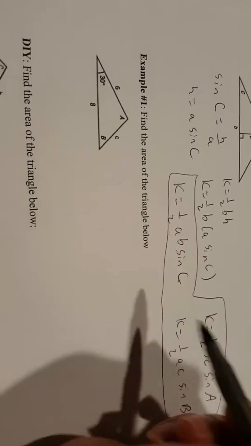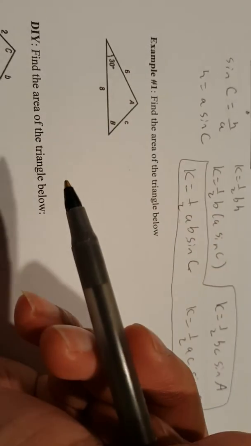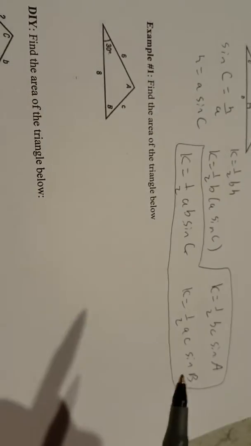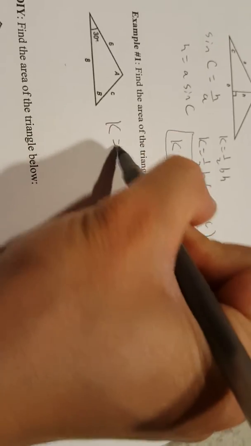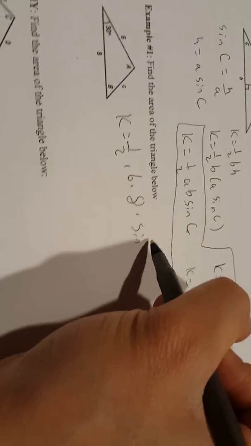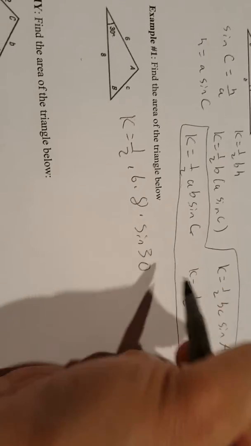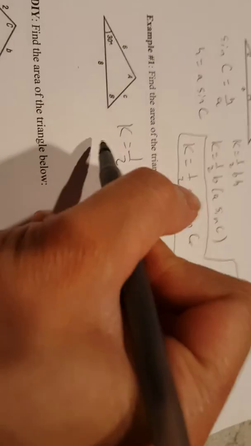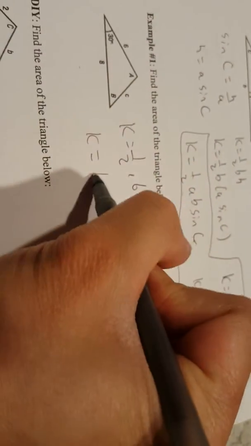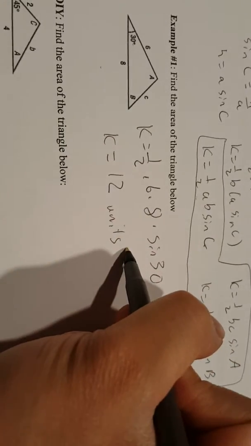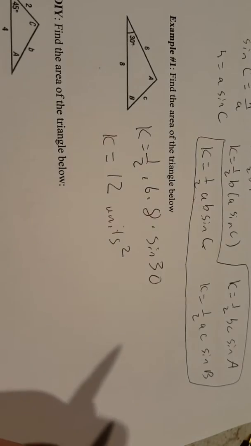Okay, so look here. Example 1, find the area of the triangle below. Well, I'm given two sides and the angle inside of it. So I'm just going to do K is equal to 1/2 times 6 times 8 times sine 30. And that's it. Simple. You just plug that into your calculator and you get K, the area is 12 units squared. Simple enough, okay?